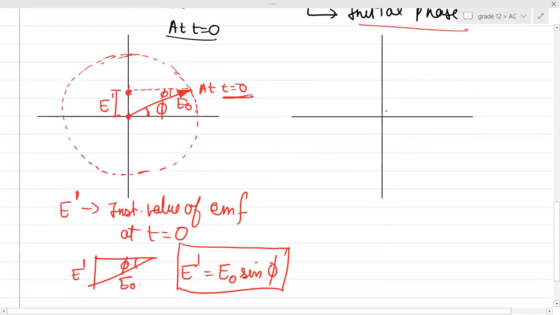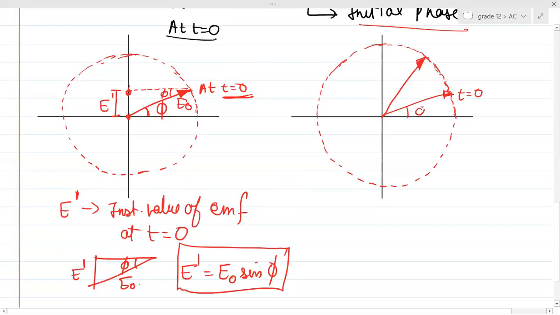Now what will happen if you rotate it a little bit? Let's say after a certain time t, it comes over here. Where was it initially? Initially it was over here, right? At t equals to 0, it was over here. This angle was phi, right? At t equals to t, it came over here. It rotated by a certain angle. Can anyone tell me what is this angle by which it is rotated?